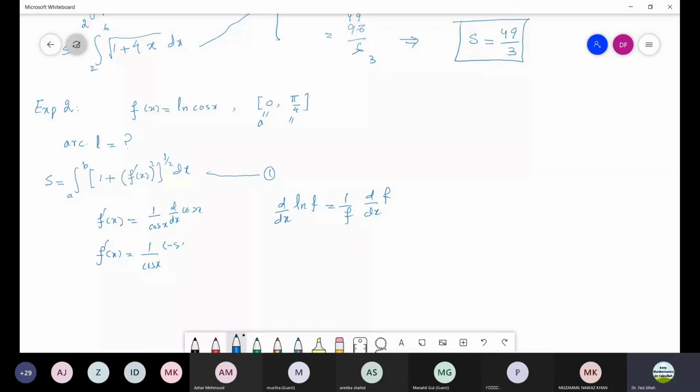So here I am writing minus sine x. This is sine by cos. Let me write it as it is: minus sine x divided by cos x. Now we need to put these values in formula number 1.